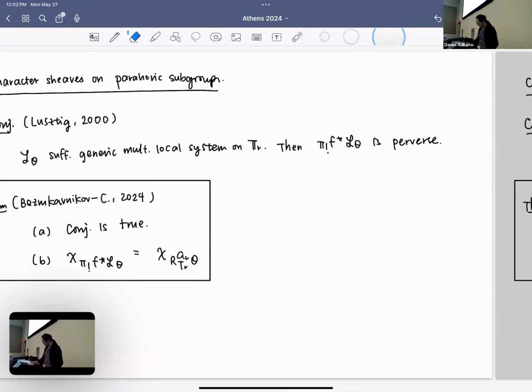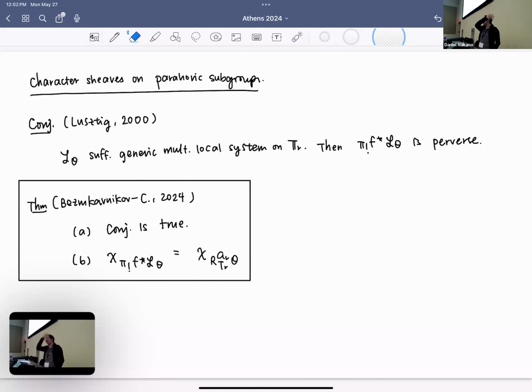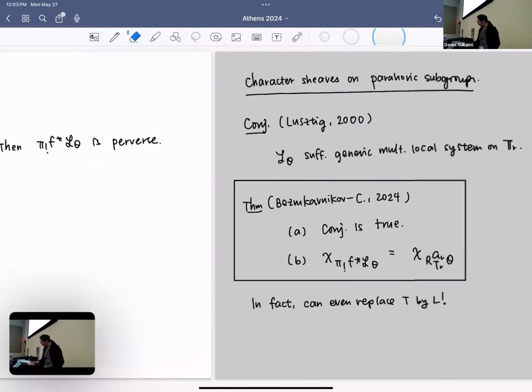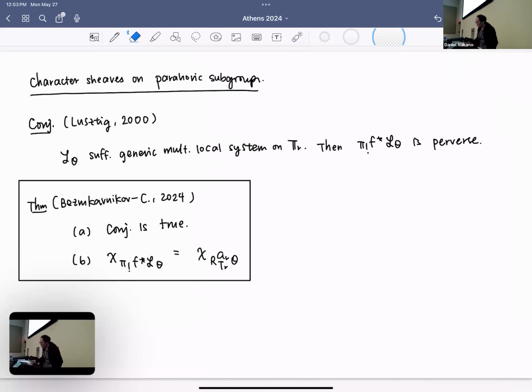Technically that wasn't part of Lusztig's conjecture, but I think that's just because this R_T^{G_R} theta thing post-dated this conjecture. But moreover, what we prove is that in fact, you can replace all these T's by L's. So you can replace all the tori, that's the T, by Levis, that's the L. And so that means instead of diagonal, you can take block diagonal.